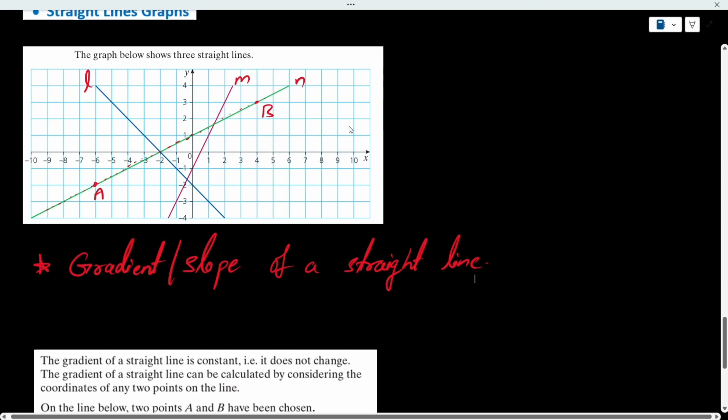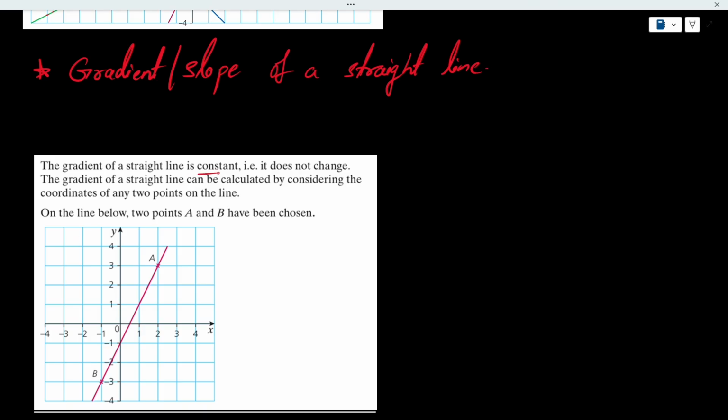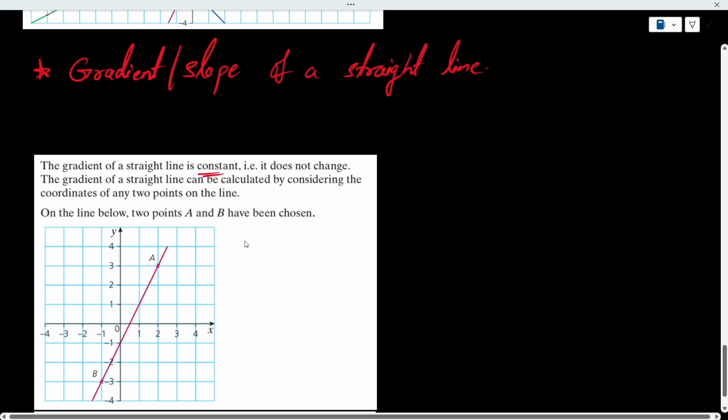Whenever we are taking, you can take any 2 points. See, the gradient of a straight line is always constant. Why do we say it is always constant? It does not change, because look at this example. If I take the coordinates of B, this is going to be minus 1 comma minus 3. What are the coordinates of point B here? It is minus 1 comma minus 3, because you always write the x coordinate first, and A coordinates are 2 comma 3.